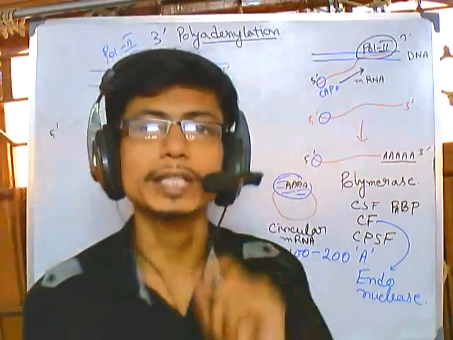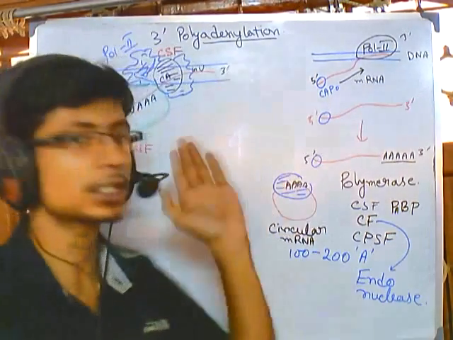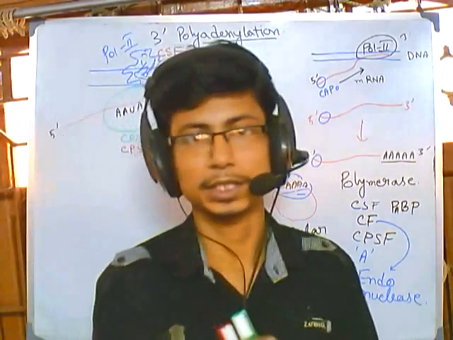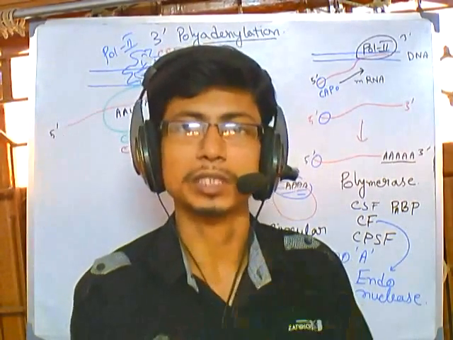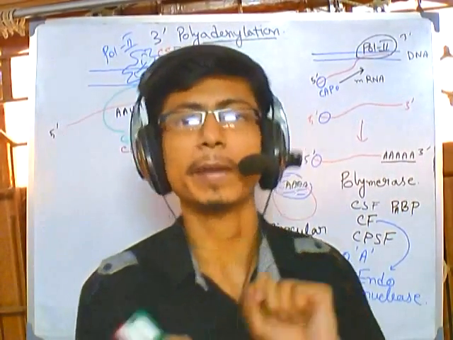Remember, in the prokaryotic system, the termination of transcription happens in two different ways. One is a rho independent manner, another is a rho dependent manner.